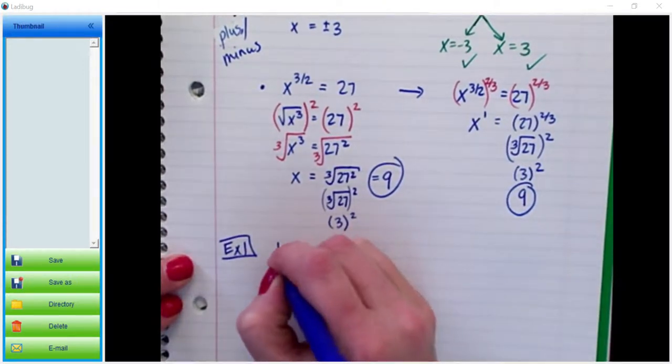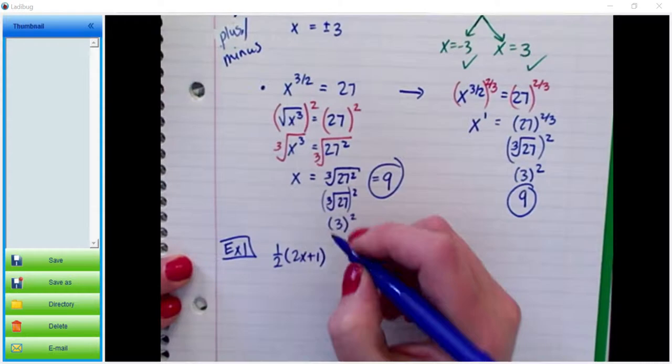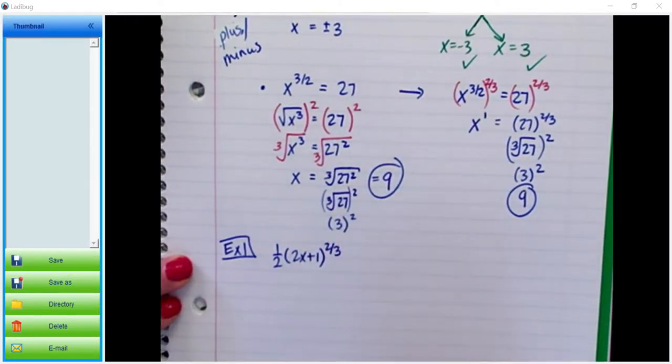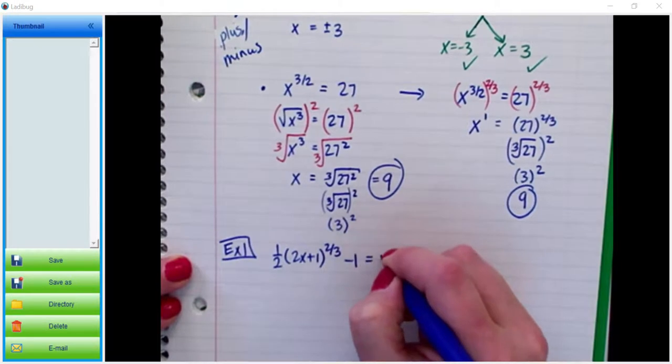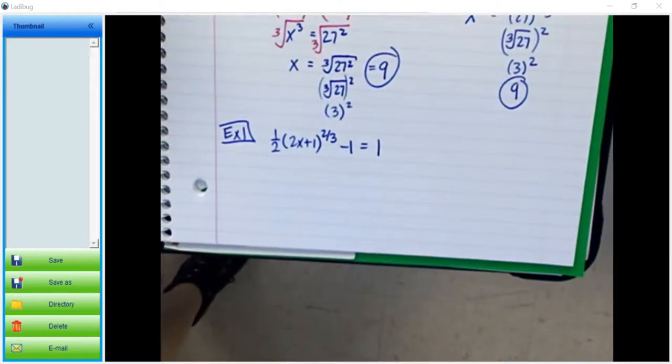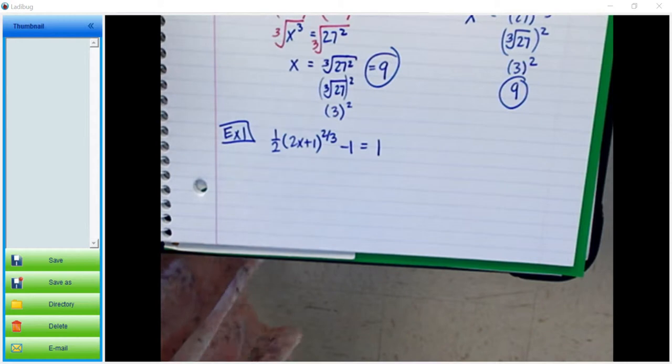Okay, 1/2, parentheses, 2x plus 1 to the 2/3 power minus 1 equals 1. Okay. I added some operations here. How many x's do you see? 1. What are you going to do? Isolate. Okay, give it a try. Isolate x. And then I'll check in with you. Question, Cyrus?